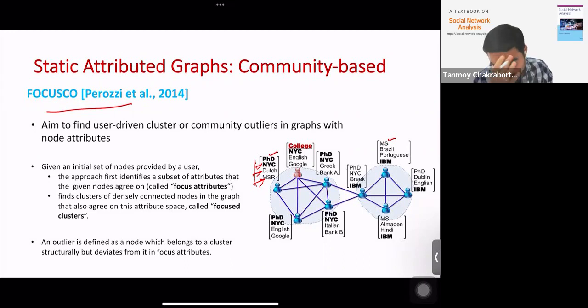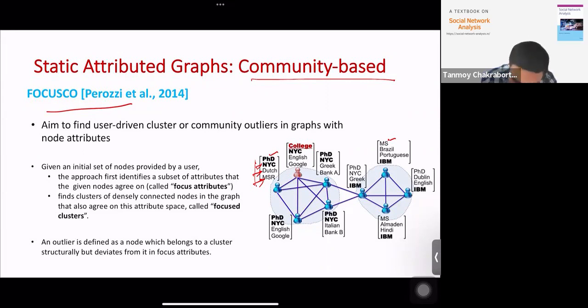And these attributes are given, right? What is the task? So remember, this is also a community-based approach for an attributed graph. The task is to identify a node which acts as an anomaly with respect to a community, right? And this anomaly is defined not based on structure, but based on the attributes.